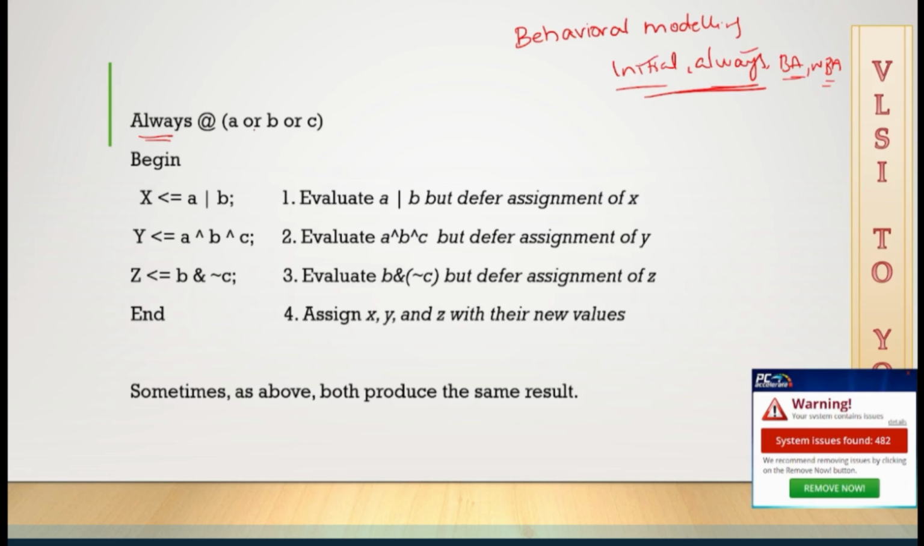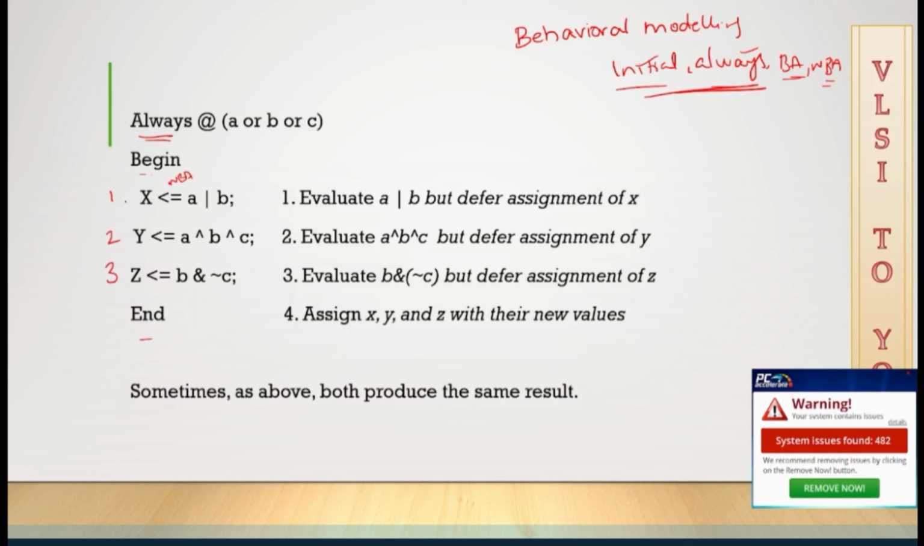Always at the rate a or b or c, this is the sensitivity list. I think you already know about it. Since I am taking multiple statements, they should be between begin and end. X equal to a or b, this is the non-blocking assignment. Then y equal to a xor b xor c, and z equal to b and negation of c. These are the assignments, and then end. So if you see, I have three statements, 1, 2, 3.